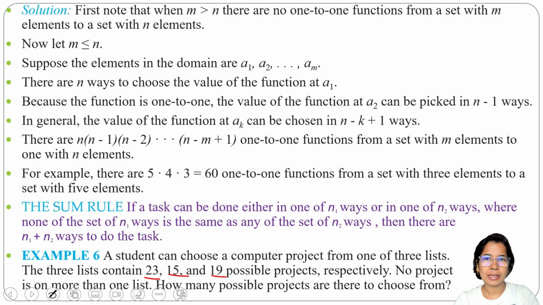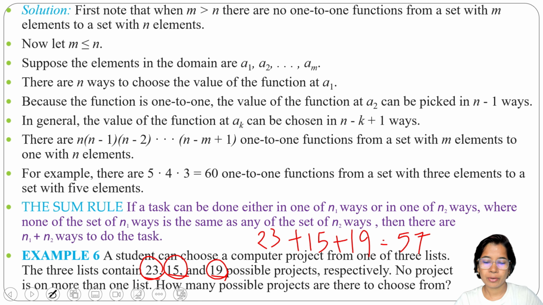Means there are three lists. In the first list there are 23 projects. In the second list there are 15 projects. In the third list there are 19 projects. Either he can choose from these 23 or these 15 or these 19. So how many ways can the student choose the project? It's 23 plus 15 plus 19, which is 57 ways. The student can choose a project from these three lists in 57 ways.